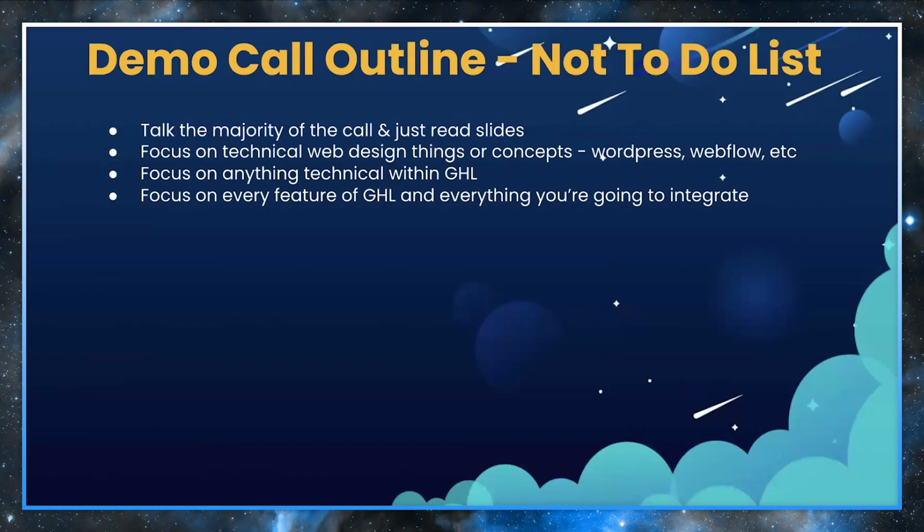Don't focus on every feature in Go High Level and everything you're going to integrate. Don't tell them about the social planner and the Google reviews and the automations and the calendar and then the payments. You can collect deposits with the payments and this. No. Find the most valuable thing that they told you they're most excited about. This could be reviews, it could be anything, and just sell that.